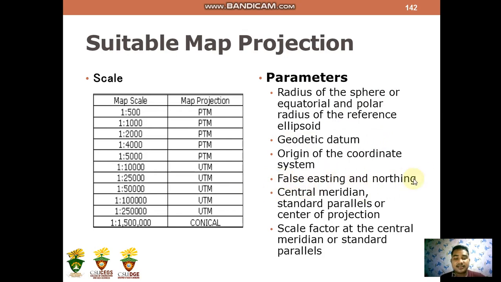So false eastings and northings, ang sa Philippines man kaya ang false easting is 500,000 and ang northing is 0. Central meridian imong gigamit. Sa Philippines ang standard meridian, central meridian is 120. So sa scale factor of the central meridian or the standard parallel. So mao ni ang mga parameters nga kinahanglan i-meet. And naa pod siya suggested scale of map projection.